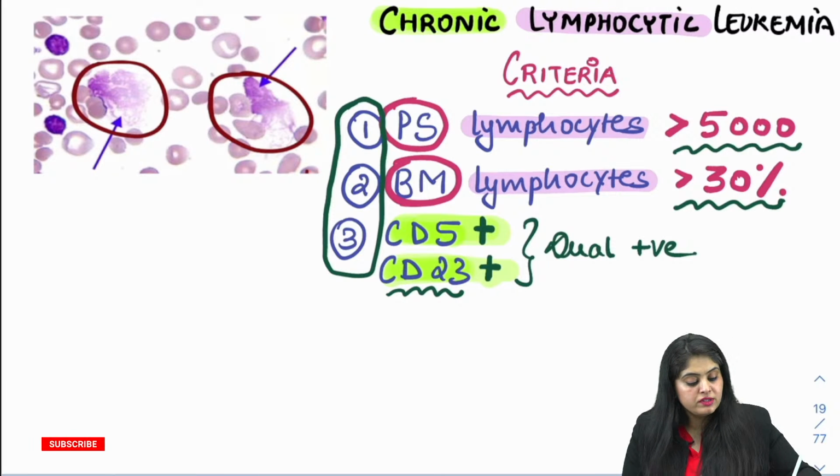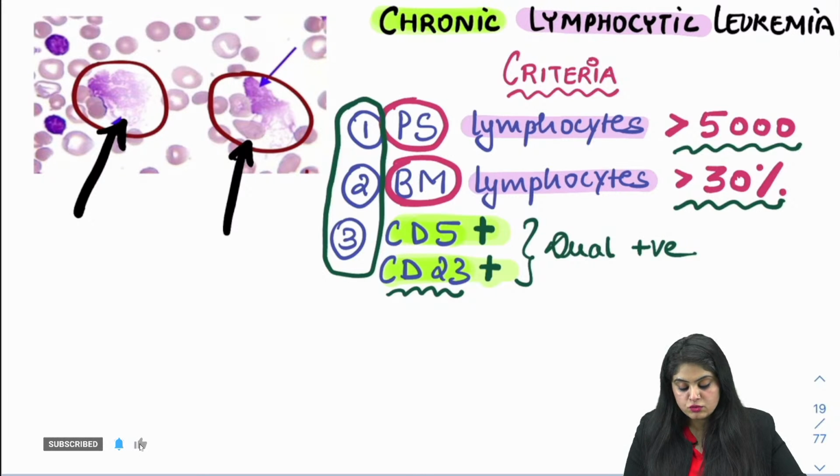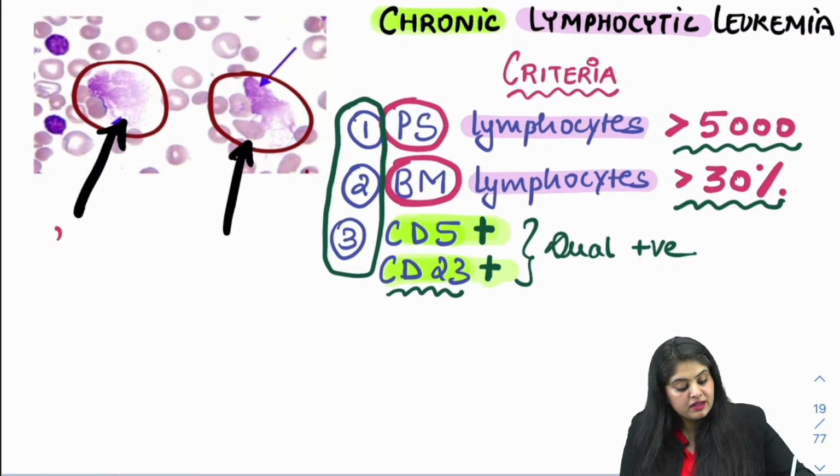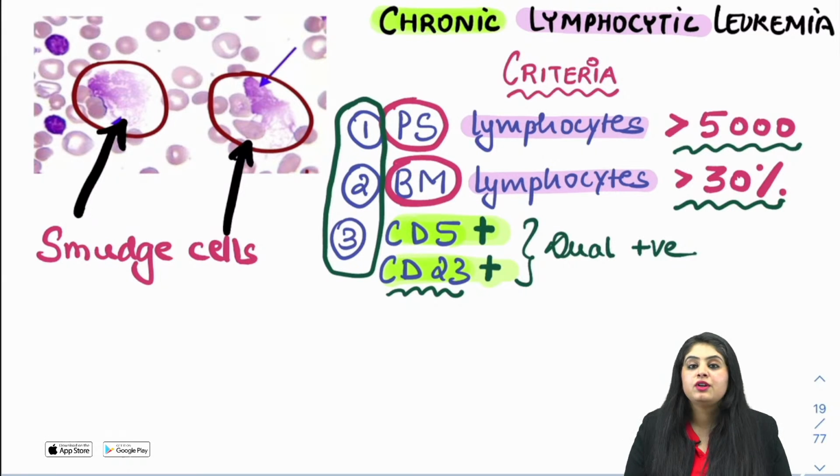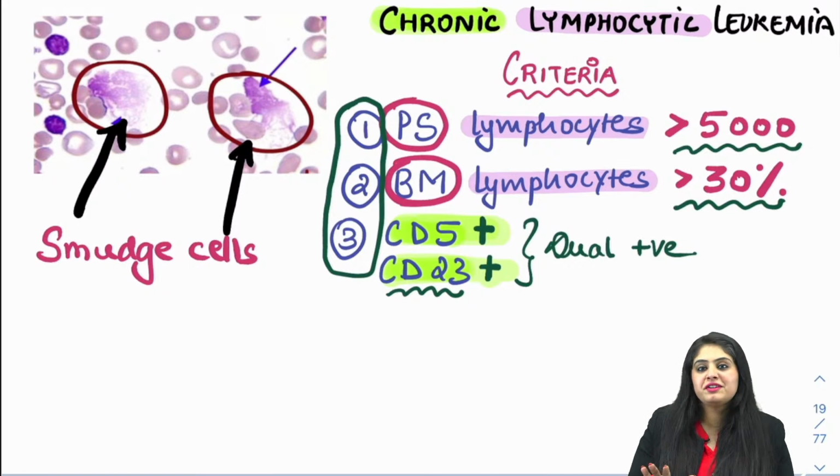What is this image which all of you are very fond of? You've been answering it for 2 minutes, I'm noticing. Ma'am, these are our favorite smudge cells. But remember, did I write smudge cells in the 1, 2, 3 criteria? No. Smudge cells are not a part of the criteria. Smudge cells are your favorite finding, but they are not the examiner's favorite finding. The criteria doesn't necessarily have to have a smudge cell.